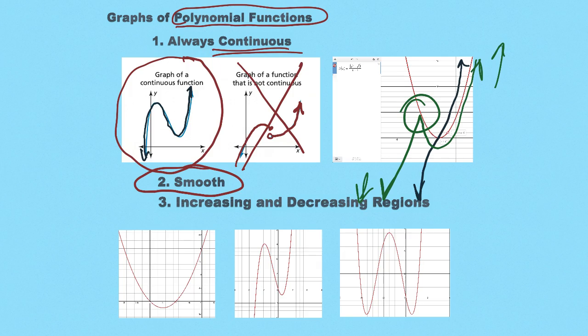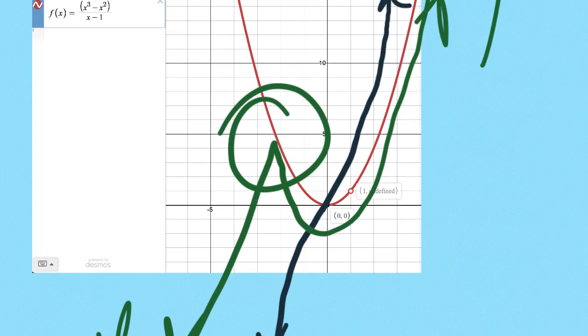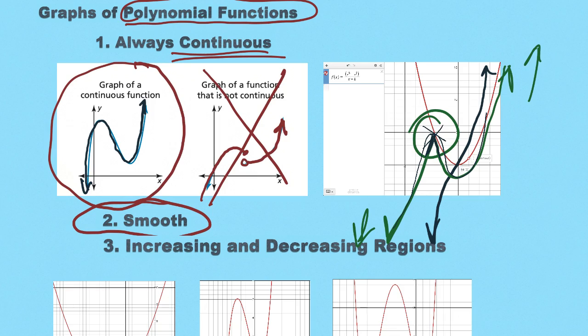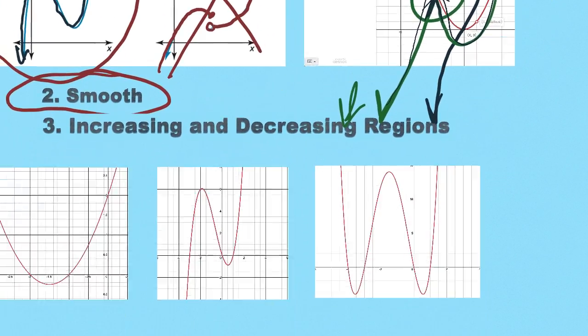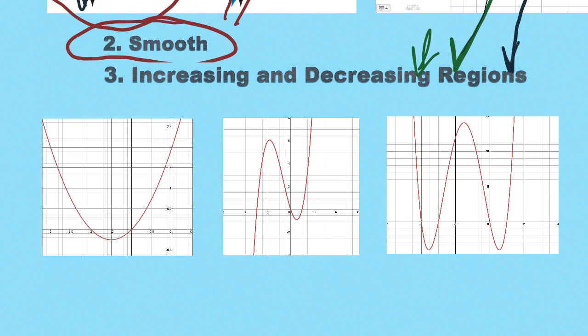But see, when you make that move right there, polynomial functions do not do that. And by that, I mean they don't make a sharp point. They are smooth. If it comes up, it's not going to abruptly stop. It's going to have a curve to it, turn around, and then come back. So they'll always be nice and smooth without any pointy edges. Okay, so continuous, nice and smooth, and then they have regions of what we call increasing and decreasing.